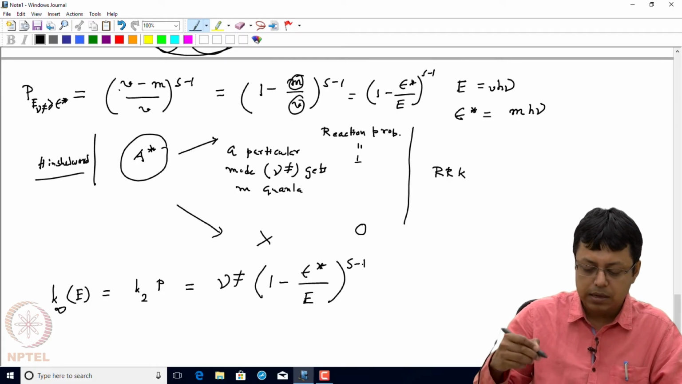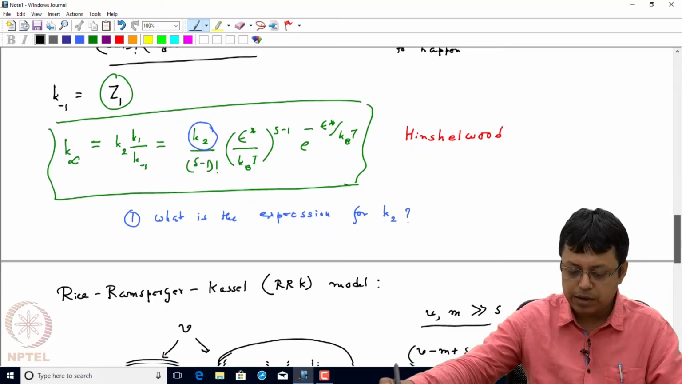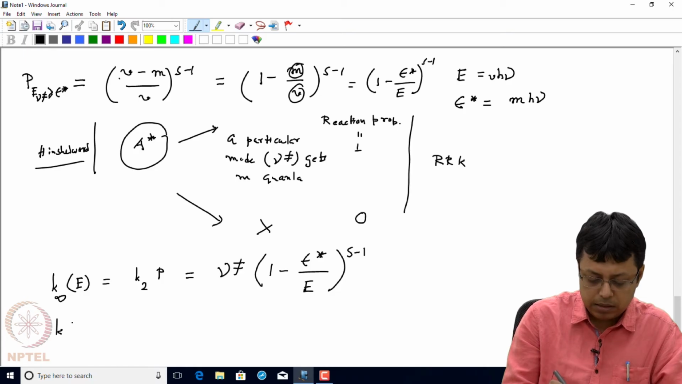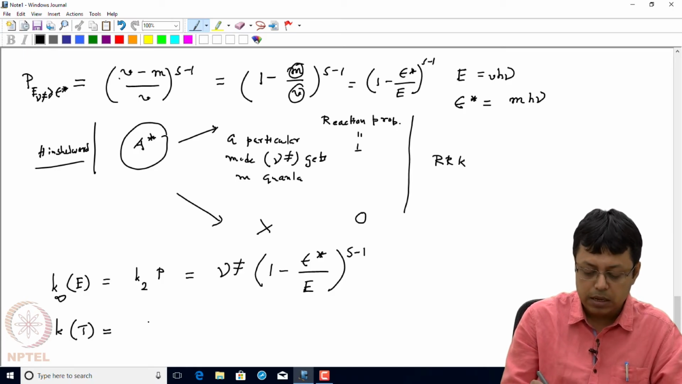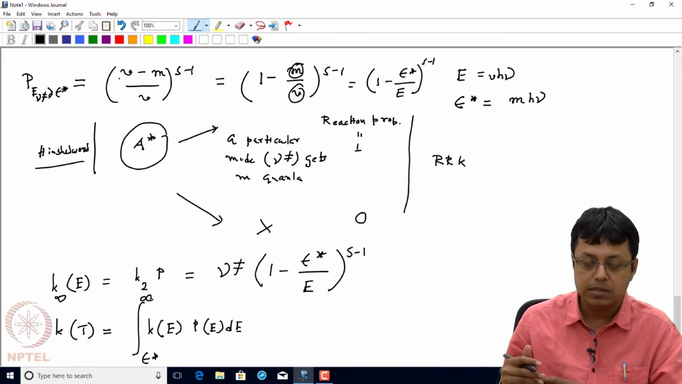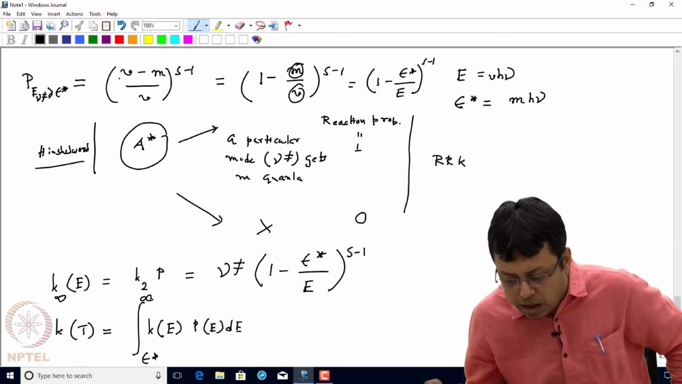Now this is the RRK expression for the reaction rate, but usually what you measure in lab is nothing but a temperature dependent rate constant, which you can easily get by taking the energy dependent rate constant and then calculating this probability, which is a function of energy. Then you have to make sure that these energies are actually above E star, because otherwise this reaction will not happen, because E star is the minimum energy that you need for this reaction to happen.